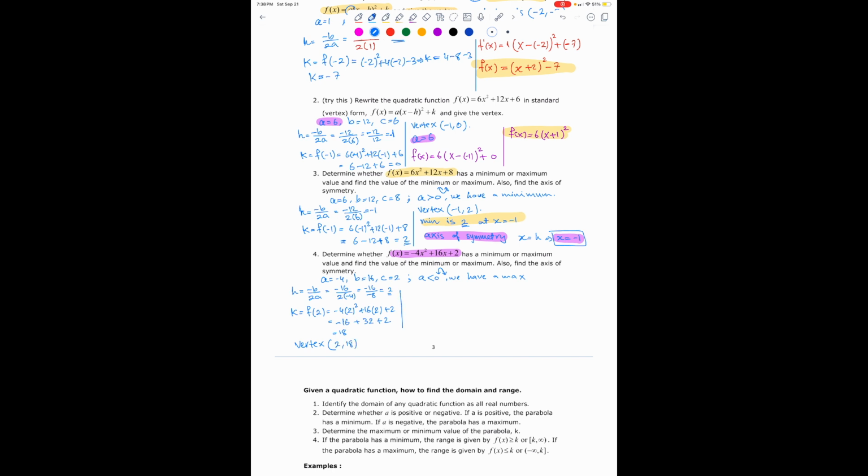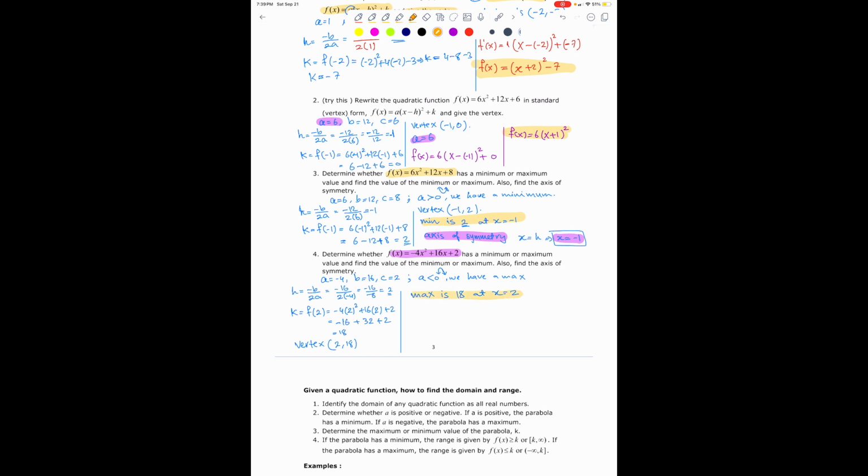Now, the reason why I write out the vertex is because it helps me determine what the maximum is. So we're going to have a maximum. The maximum is 18, which is the k value, at x equals 2, which is the h value. So that is basically the maximum that we found.